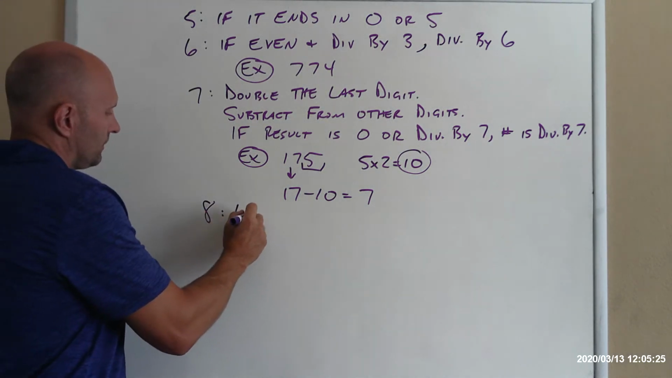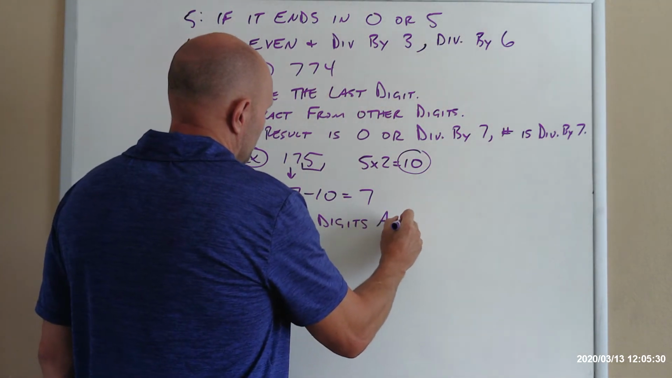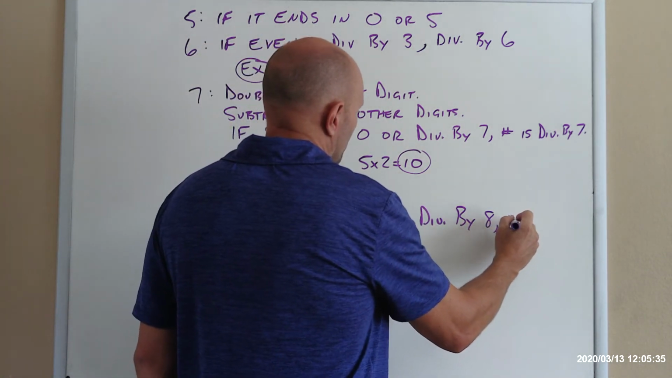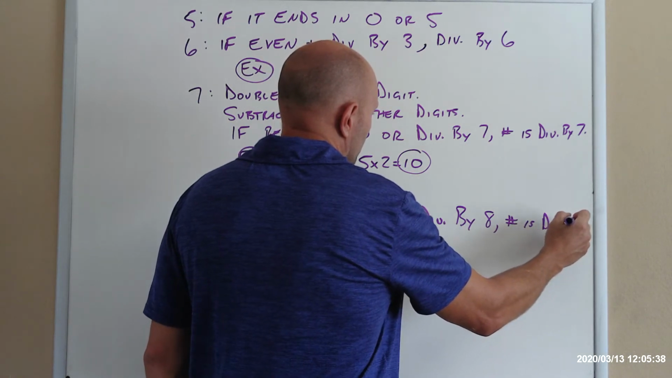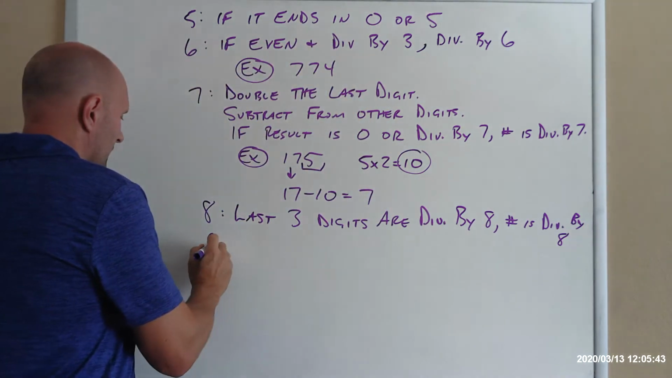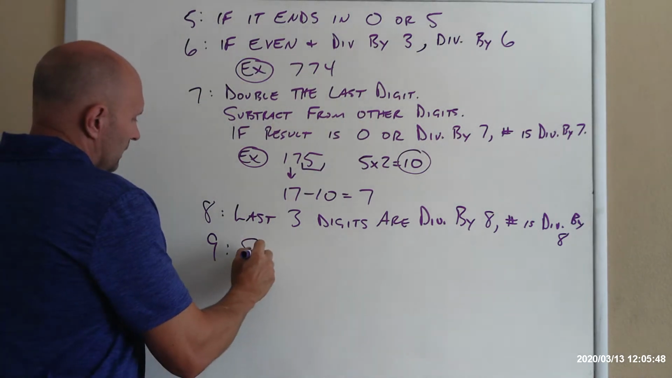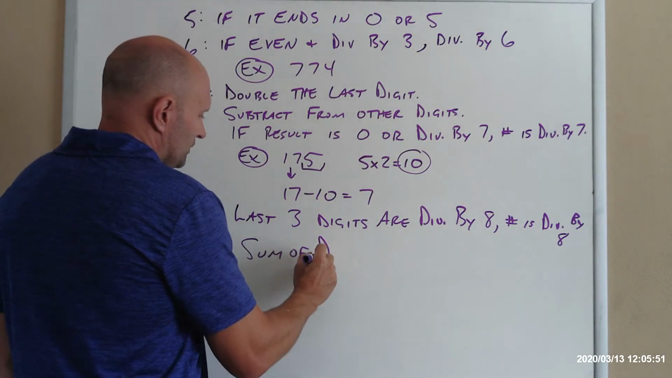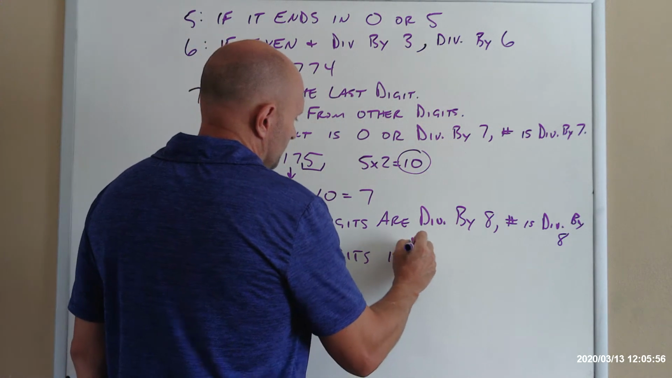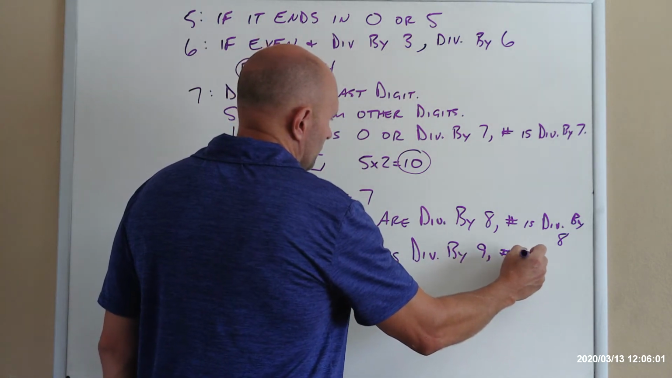8. If the last 3 digits are divisible by 8, then the number is divisible by 8. 9. If the sum of the digits, so much like 3, same idea here, if the sum of the digits is divisible by 9, then the number is divisible by 9.